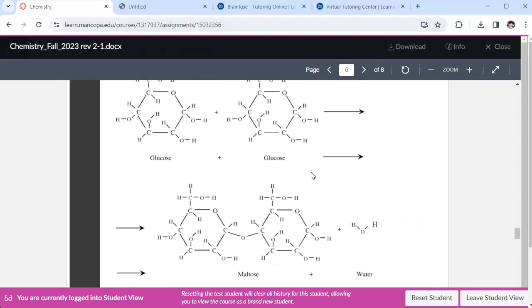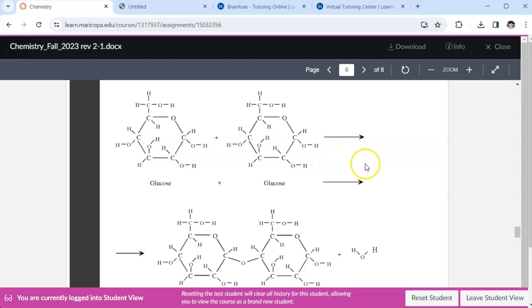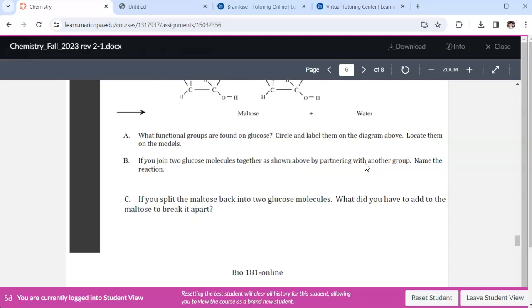Same thing. So glucose, that's a monosaccharide. We add lots of glucoses together. We call those carbs. That's exactly what a carbohydrate is. Do the same thing here.